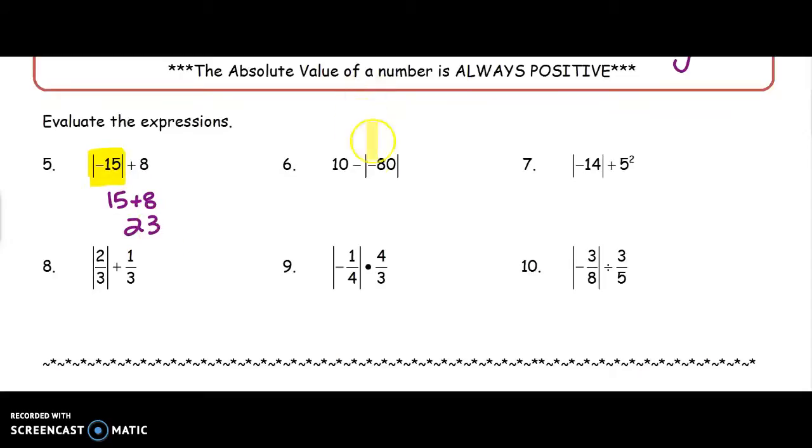So again, always look at your absolute value first. The absolute value of negative 80 would be a positive 80. And then you take what you haven't used and bring it down. So we have a 10 and a minus. Our negative 80 turned positive because of the absolute value. We bring down our minus, and 10 minus 80 is negative 70.